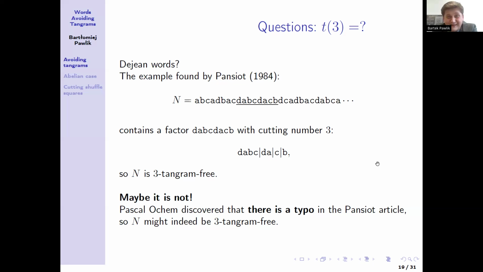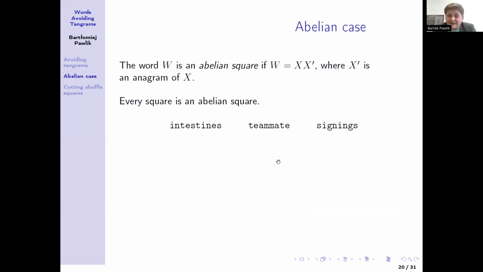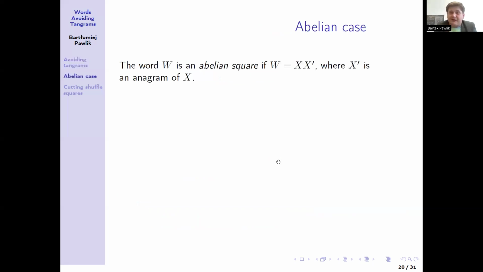So the next thing, the abelian case. What we did before with these Tangram free words was to look at words that look exactly the same. But what happens if we look at words just with the same Parikh vectors? Now it's a whole new world, with whole different things going on in here.